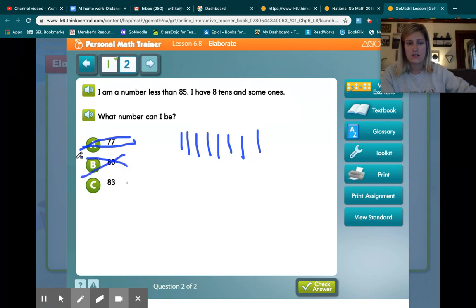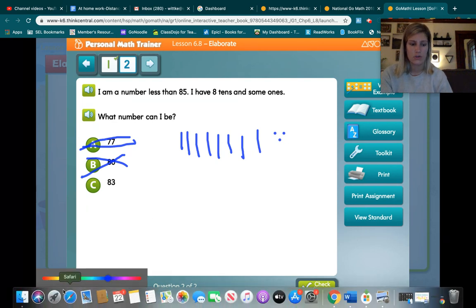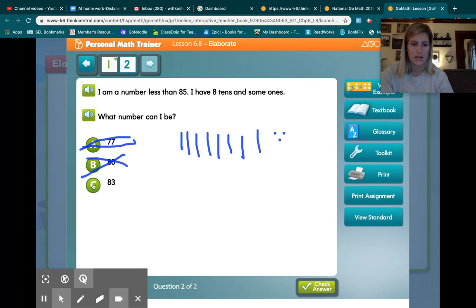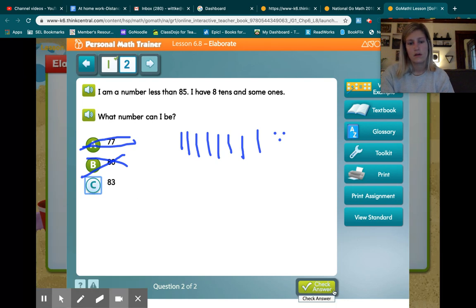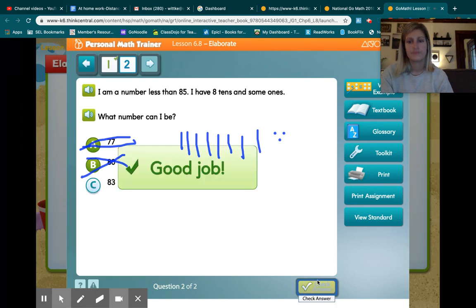Let's look at our last one. 83. 10, 20, 30, 40, 50, 60, 70, 80, 81, 82, 83. Now, does this have 8 tens and some ones? Yes, it does. So our answer is going to be 83. Let's check that in. Good job!